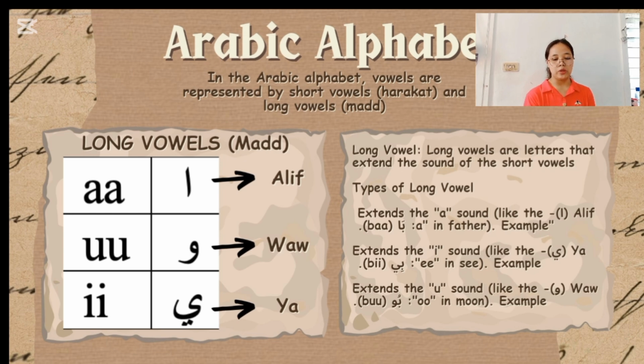Next is the waw. It extends the u sound. For example is nur. Naglalast siya in 2 seconds and the waw letter is placed in the middle of the word. Nur. Next is the ya. It extends the e sound, like for example bi. The ya letter is placed at the end of the word.